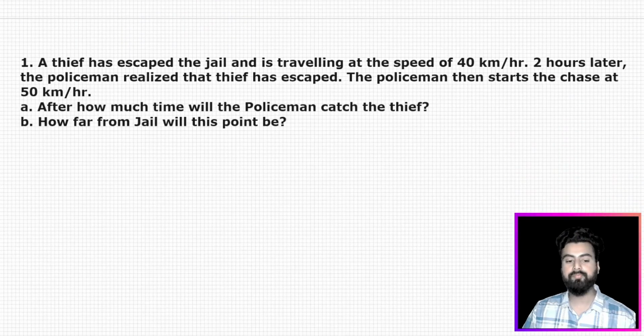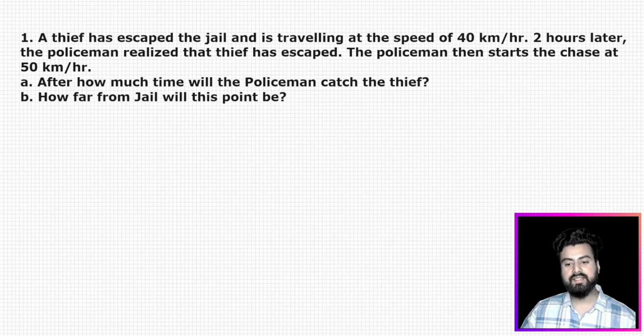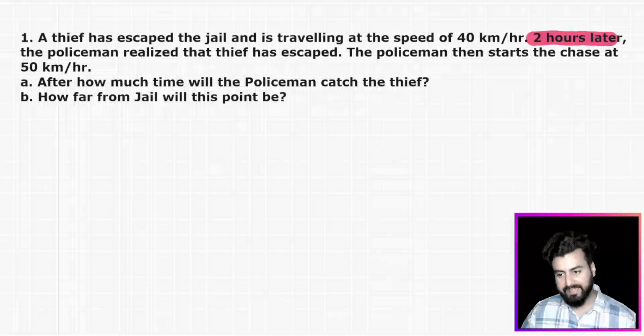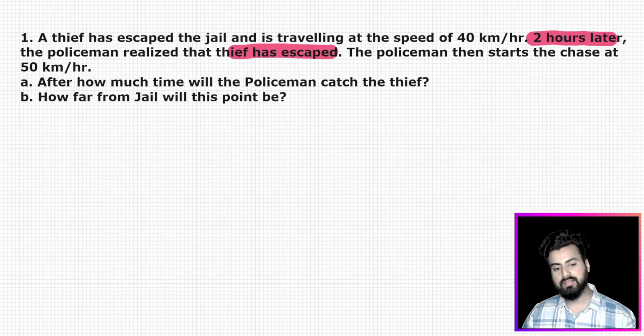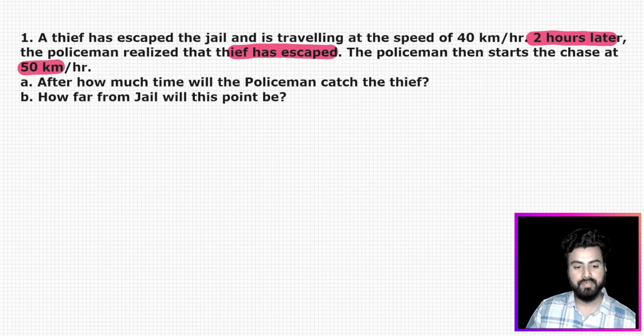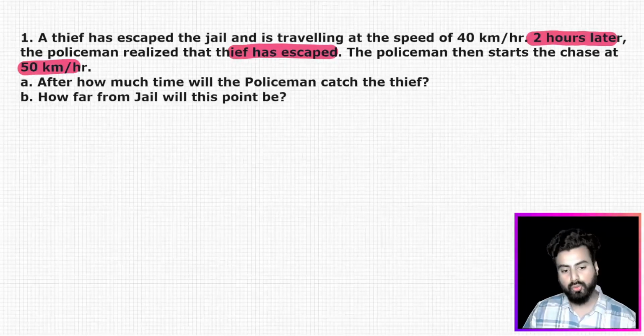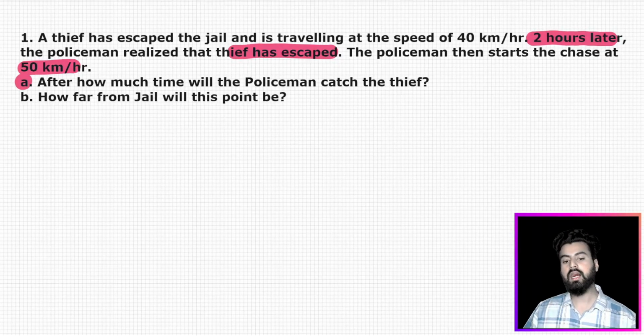Look at the first problem. A thief has escaped the jail and is traveling at a speed of 40 km per hour. 2 hours later, the policeman realized that the thief has escaped, and therefore the policeman starts the chase at 50 km per hour. Now, there are two questions which can be asked. First, after how much time will the policeman catch the thief? And second part could be, how far from jail will this point be? So we'll answer these two parts, but before that, let us understand the condition of the question.